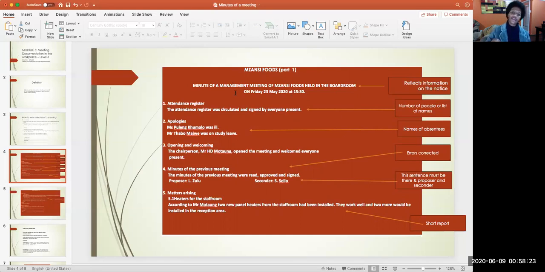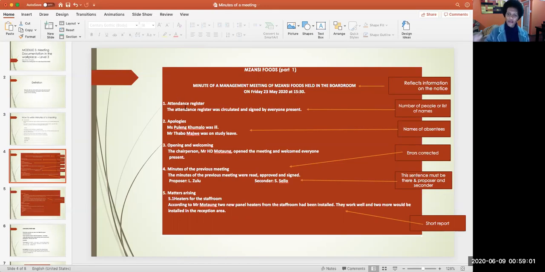Remember, you are writing in the third person, in the past tense, using indirect speech. So you can see: minutes of the management meeting of Mzansi Foods held in the boardroom on Friday the 23rd, 2020. Usually minutes are written after the meeting has taken place. Hence, you have to write them in the third person and in the past tense.